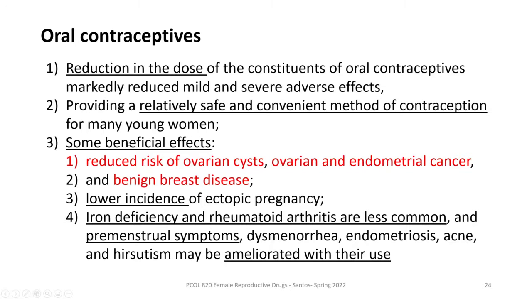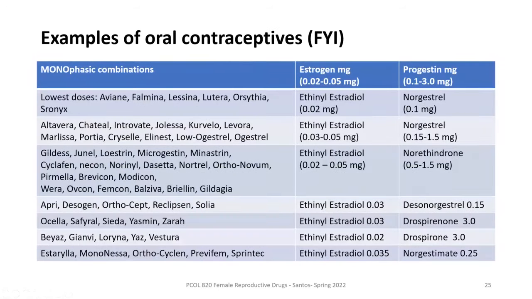For example, they actually have beneficial effects, like they reduce the risk of ovarian cysts, as well as of endometrial cancer and benign breast disease. They promote a lower incidence of ectopic pregnancy, and iron deficiency and rheumatoid arthritis are less common, as well as premenstrual symptoms such as dysmenorrhea, endometriosis, acne, and hirsutism that are ameliorated with their use. So there are lots of beneficial effects nowadays that come with the use of oral contraceptives.